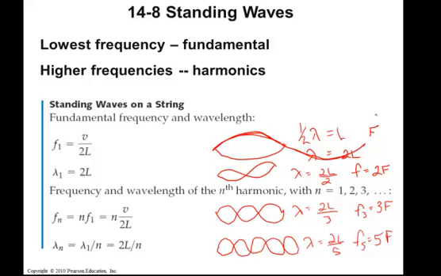So if your fundamental was, let's say, 50 hertz, then the frequency of your fifth harmonic would be 5 times 50, which would be 250 hertz. And we can see the frequency here is a lot bigger than what it was here, because those waves are squished up closer together. And the wavelength then would be smaller.